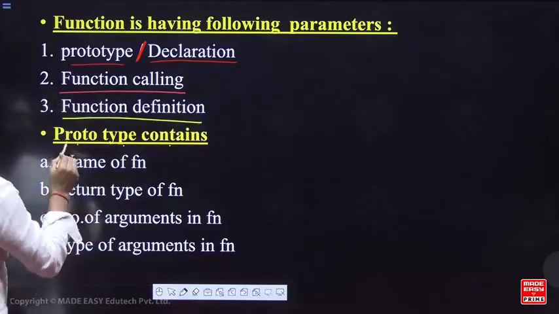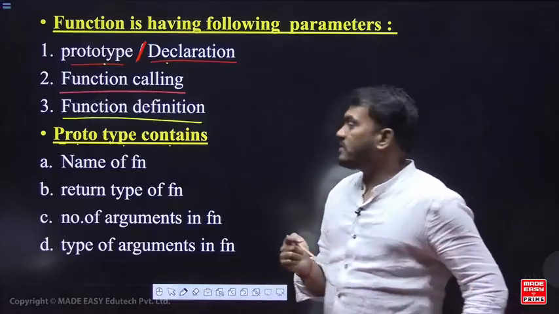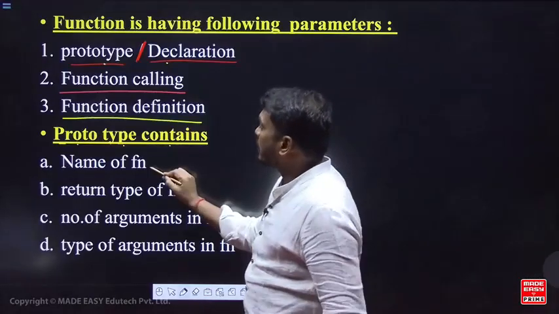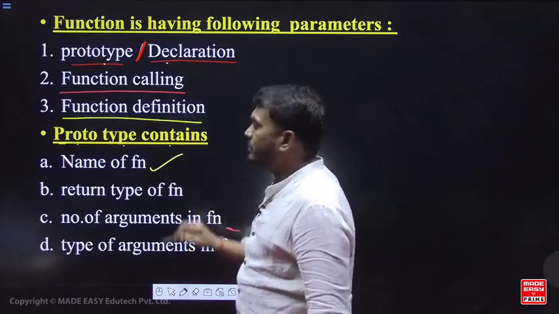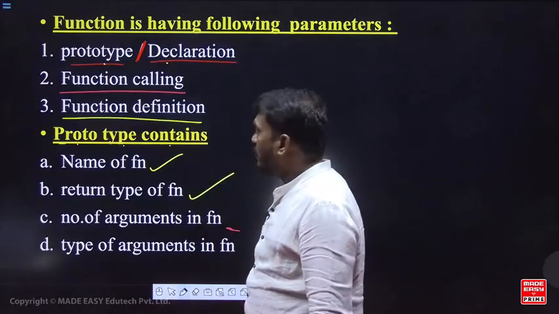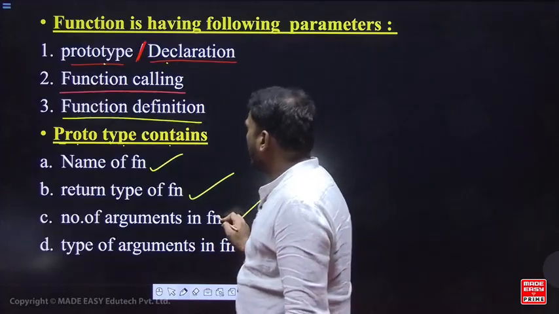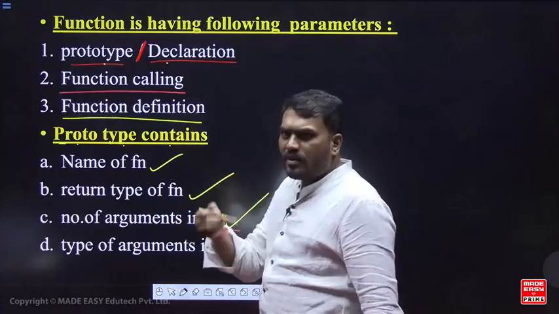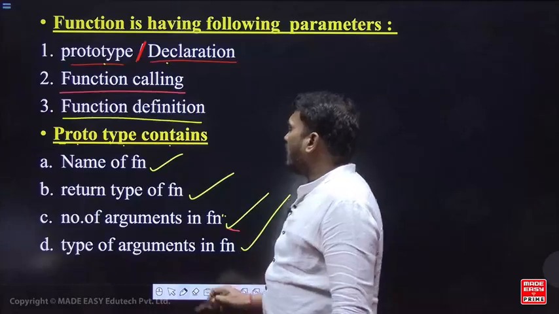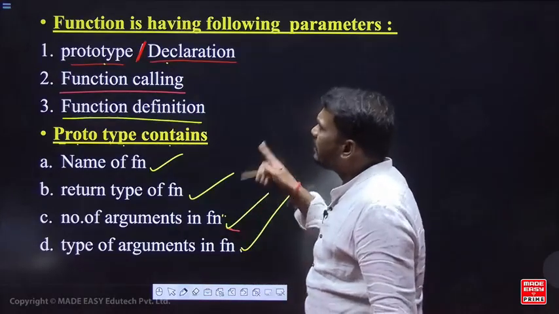So the prototype will contain various things. When you declare the function, the declaration or prototype will have the name of the function, which you need to specify. You also specify the return type of the function, the number of arguments in the function, meaning how many arguments there are, and the type of arguments. Is that clear?